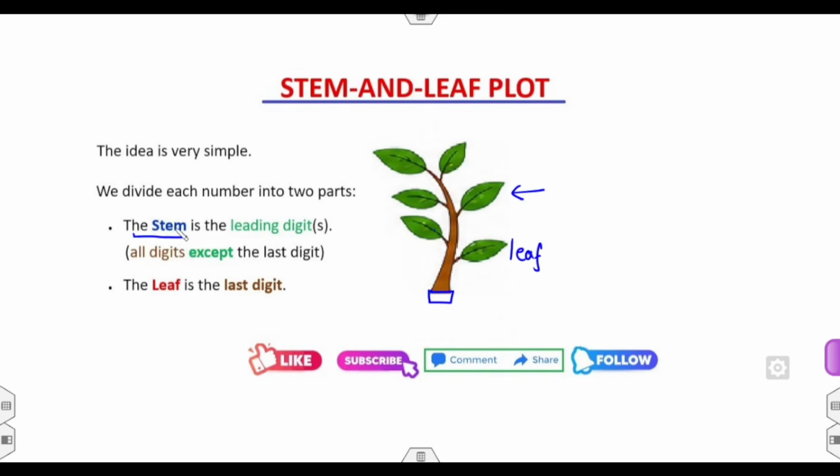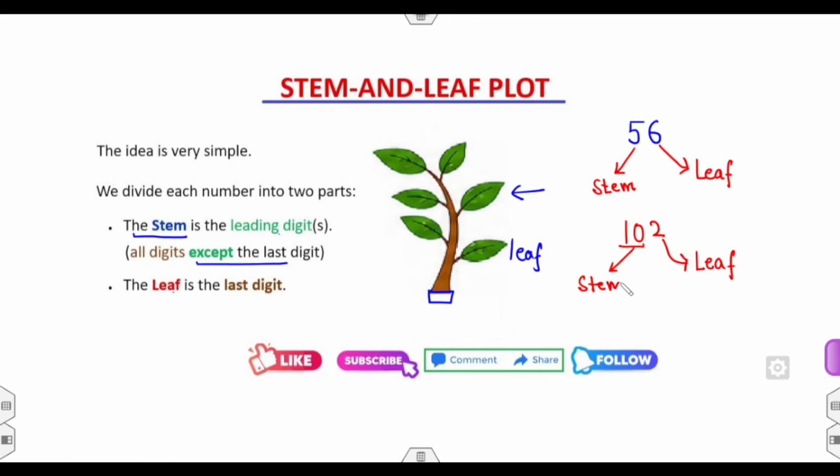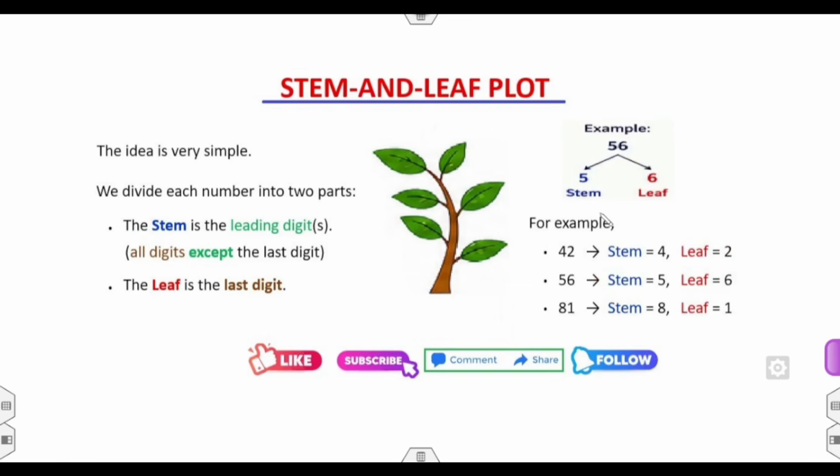The stem is the leading digits except the last number, and the leaf is my last digit. For example, if I consider the number 56, the last digit is my leaf and the rest of it is my stem. If I consider the number 102, the last digit is my leaf and the first two digits are my stem. So for example, in 56, 5 is the stem, 6 is the leaf; in 42, 4 is the stem, 2 is the leaf, and so on.